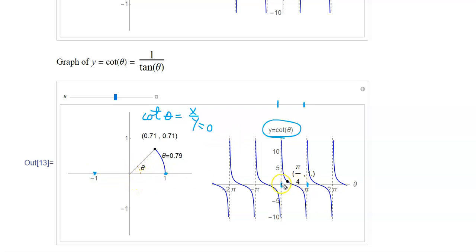So for example, here you'll have a vertical asymptote at 0, pi, 2 pi, negative pi, negative 2 pi, and so on. And the graph of cotangent looks very much like the graph of tangent, except it's flipped and shifted a little bit. Now the graph of our secant and cosecant functions look like this.